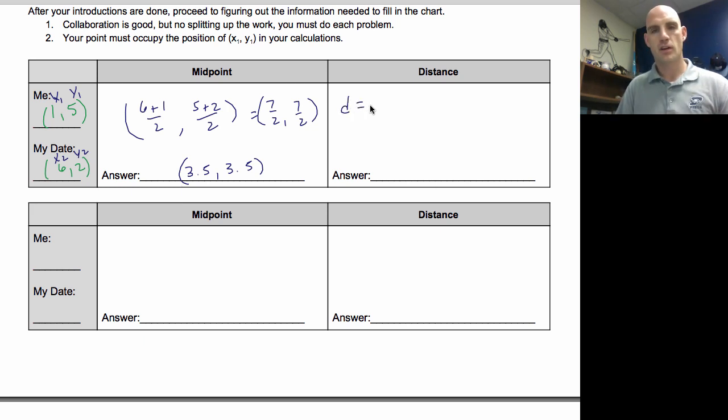Distance equals the square root of x2 minus x1 squared plus y2 minus y1 squared. Okay.